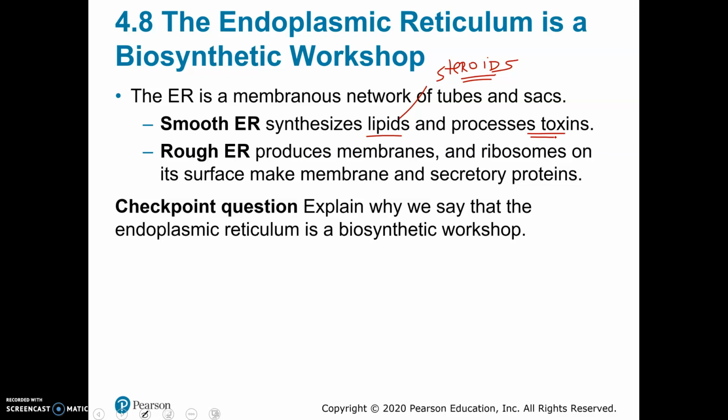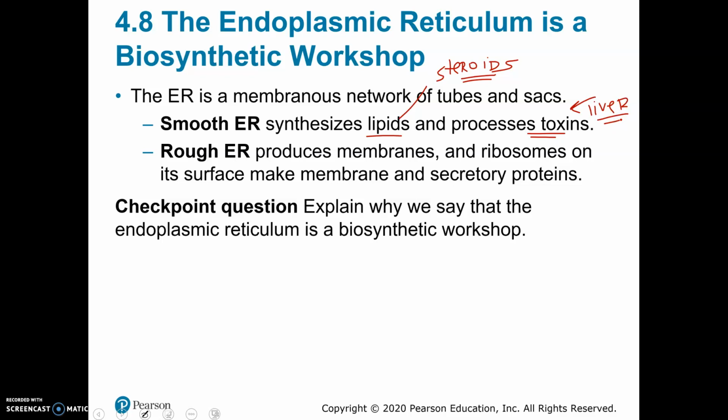Chocolate, for example, has chemicals your body needs to break down. Think about coffee and sodas. Caffeine has to be broken down. Antibiotics, if you're on them, have to be broken down. Any kind of medications you take. And so the smooth ER would process those things. You have a lot of this in your liver because that happens to be an organ in your body where you detoxify a lot of things after you digest and absorb your food.